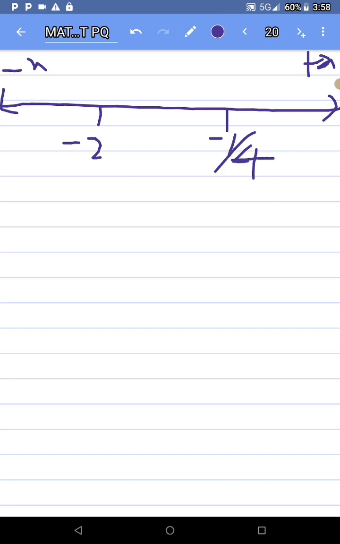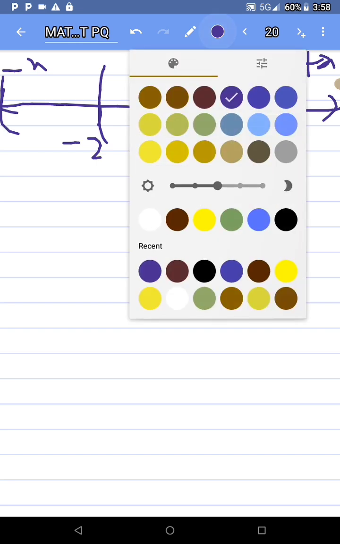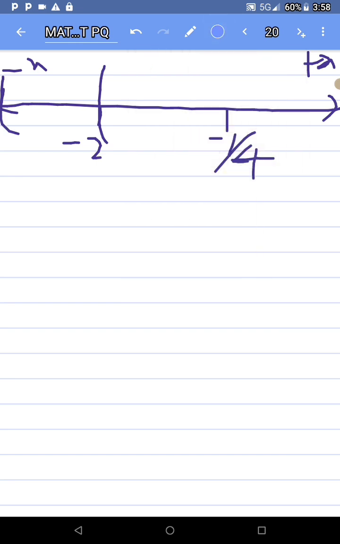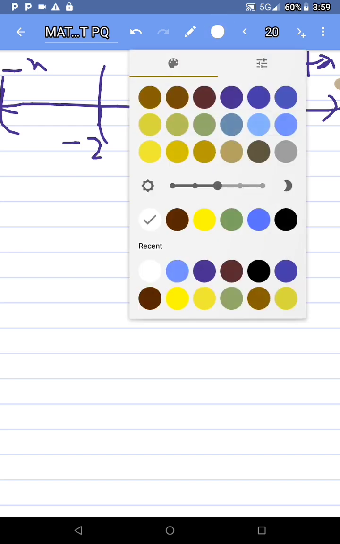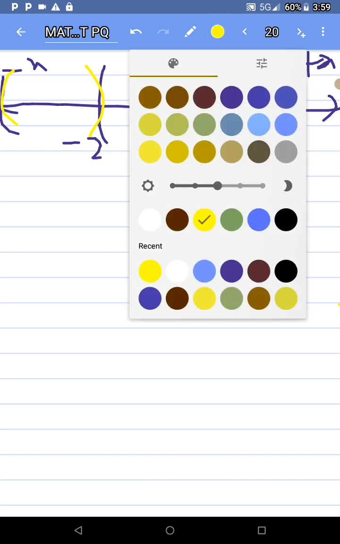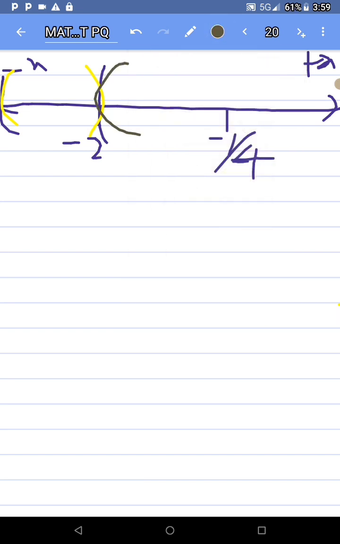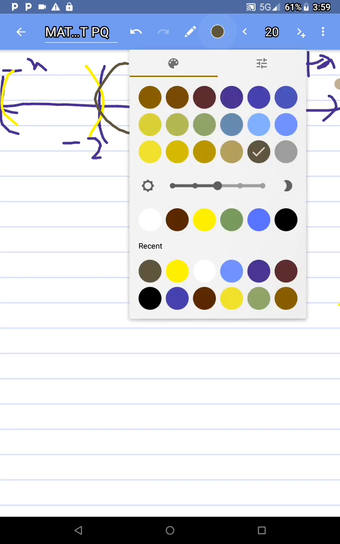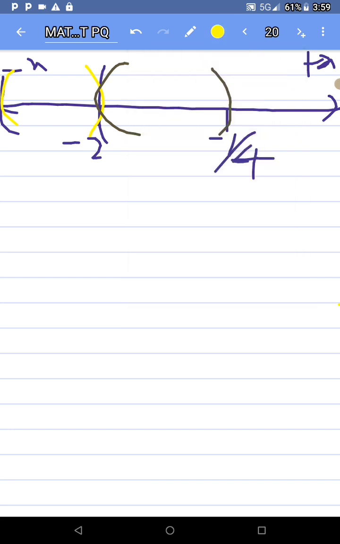Now how many regions do I have? 3 regions. Region 1, region 2, region 3. We want to know which region will satisfy that solution. How do we get it?